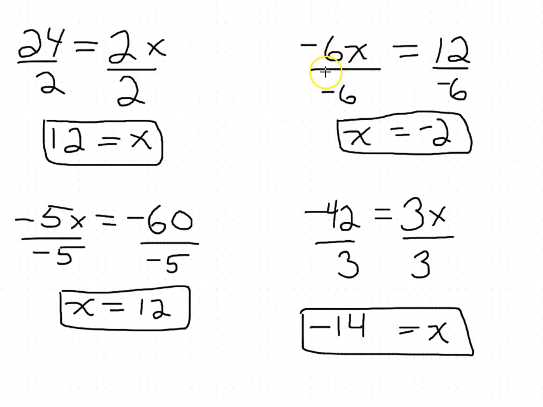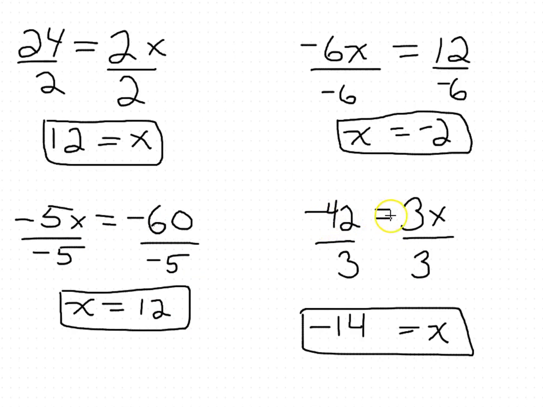This is multiplication. So we're going to divide by the coefficient, negative 6. 12 divided by negative 6 is negative 2. Negative 5 times x equals negative 60. Again, this is multiplication. So we're going to divide by the inverse operation, which is division for multiplication. So we're going to divide by negative 5, the coefficient. Negative 60 divided by negative 5 is 12.